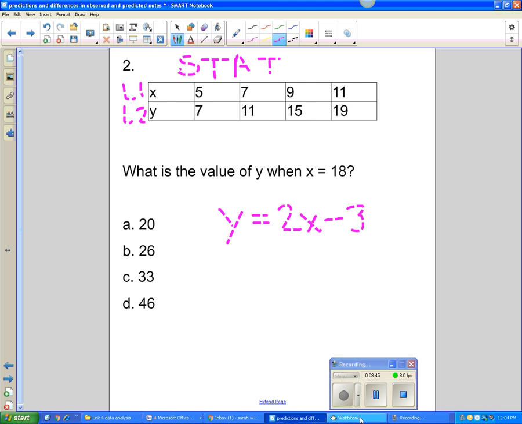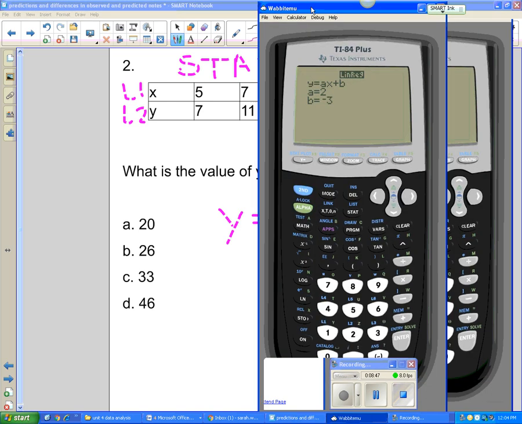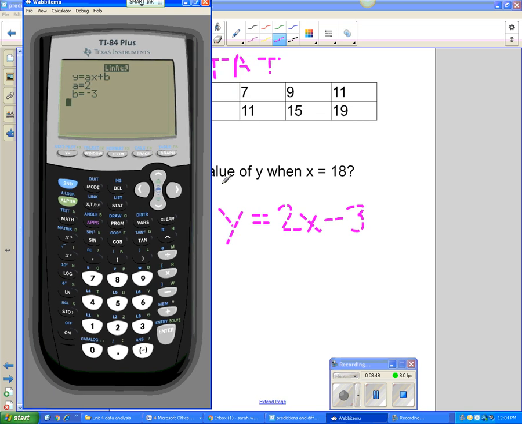The next thing I'm going to do is go to the y equals button. So I'm going to put the y equals in the y equals button. So the y equals button is the one up here. It's gray on the top. So I'll clear that out. Press the clear button. So I'm going to put in 2x minus 3.